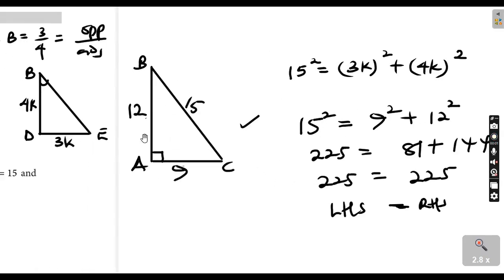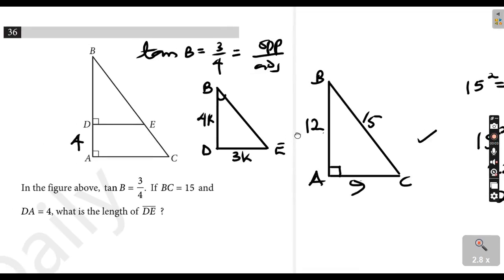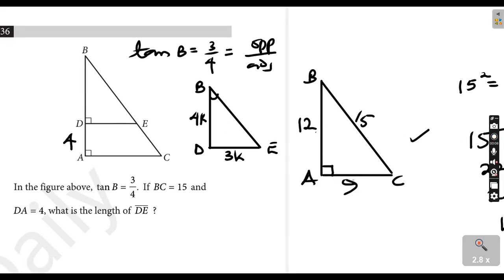So now that we know the values of BA, let's go back to our original diagram, the one given to us. So we can safely say that BA from here to here is 12. But they already gave us from here to this place to be 4. So how do we get BD? That will be 12 minus 4, that is 8. So here to here is 8.